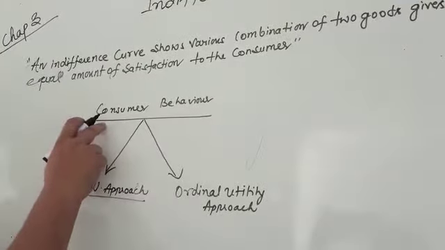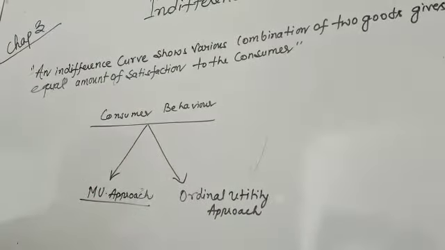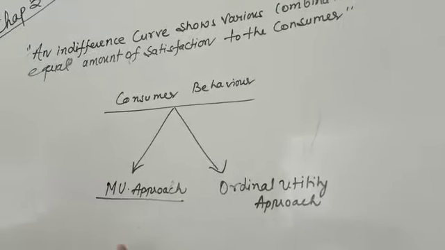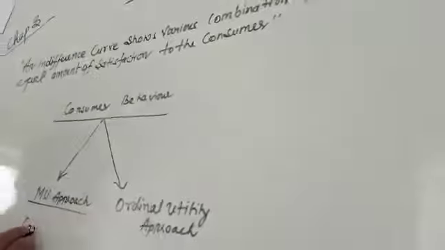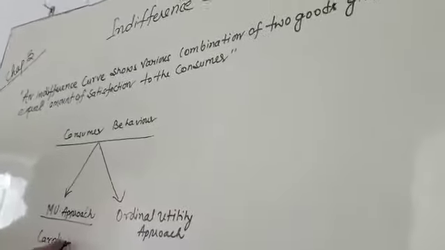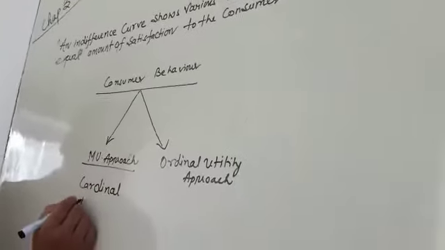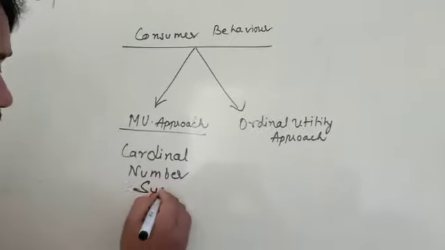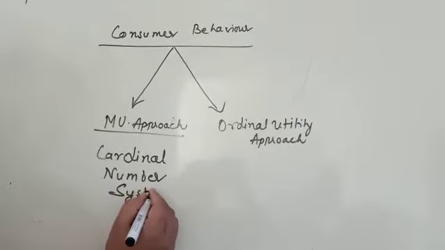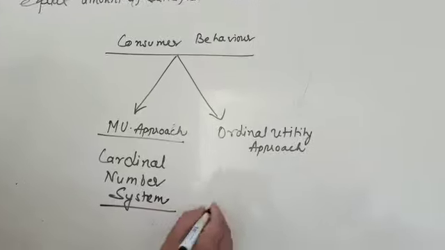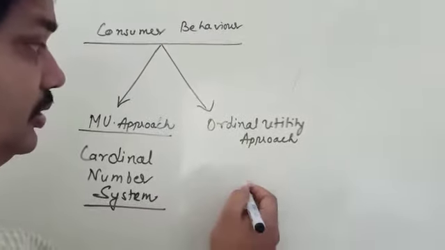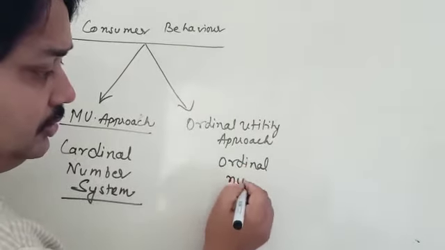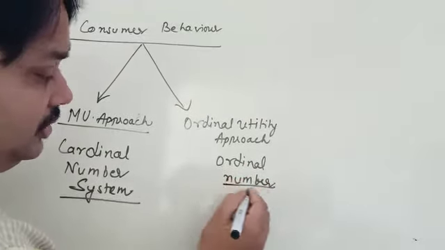So economics says that the behavior of the consumer is measured through marginal utility. In marginal utility, we are using the cardinal number system. In the ordinal number system, what is the difference between cardinal and ordinal?